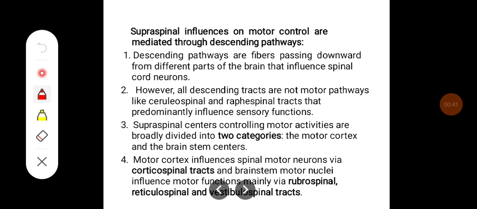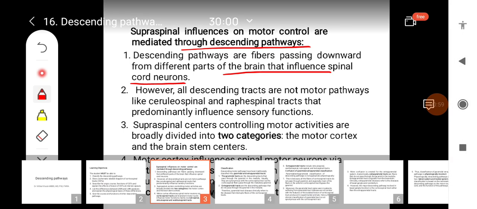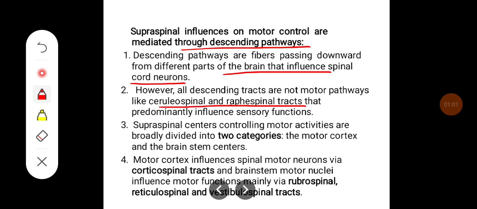So the supraspinal influence on motor neurons is mediated mainly through the descending pathways. Descending pathways are fibers passing downward from different parts of the brain that influence spinal cord neurons. However, all descending tracts are not motor pathways, like cerebellospinal and raphespinal tracts that predominantly influence sensory functions.